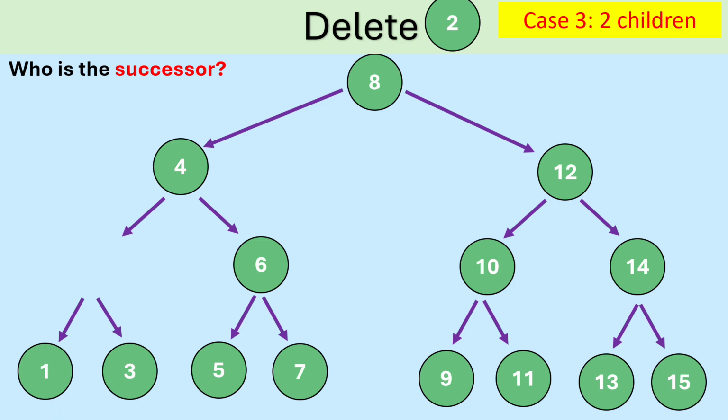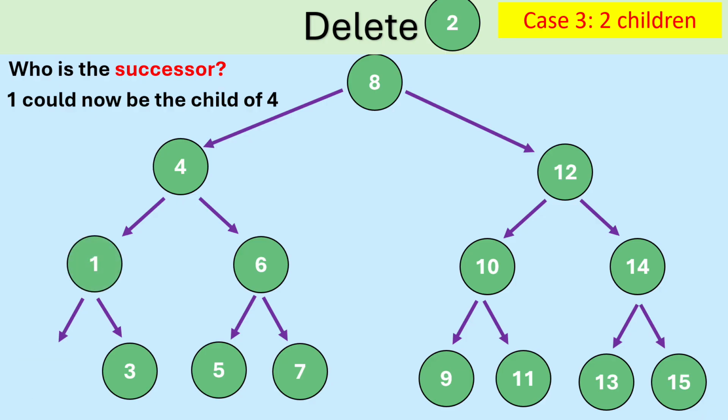We call that the successor. Who's going to be replacing the node you're removing? So we're going to think, well, 1 could now be the child of 4, and that binary search tree rule is still maintained. 3 is on the right side and is bigger than 1.